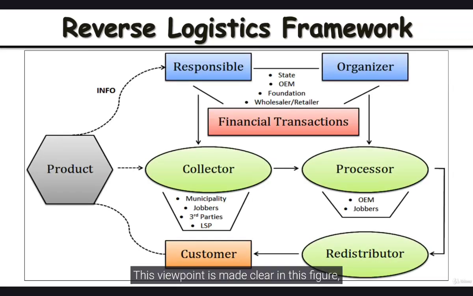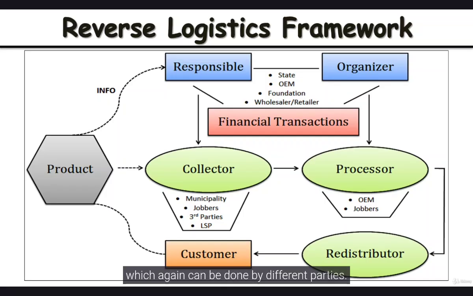This viewpoint is made clear in this figure. The parties at the top of the picture are either responsible or made responsible by legislation. They are from the forward chain, like the original equipment manufacturers. Next, we also have parties organizing the reverse chain, which can be the same parties or foundations, in case companies work together, or even the state itself.